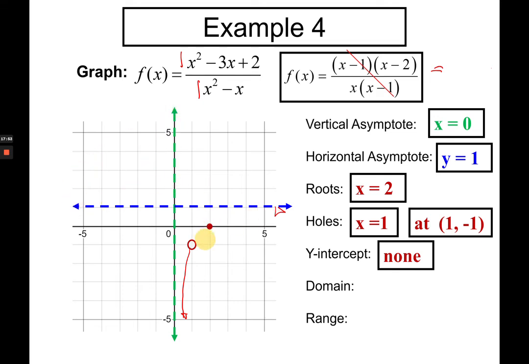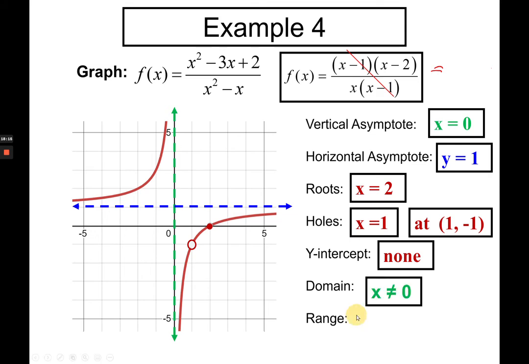So let me clear it up, and actually here is the more accurate graph of the function x squared minus 3x plus 2 all over x squared minus x. If you're going to be asked what is the domain, well, what values of x it does not allow, it does not allow the value of 0, and also it does not allow the value of 1, because of the hole, because it will make it undefined. So there are two exceptions: all real numbers except 0 and 1.